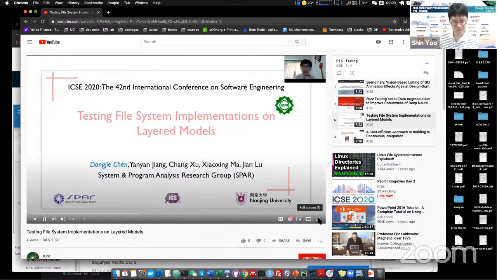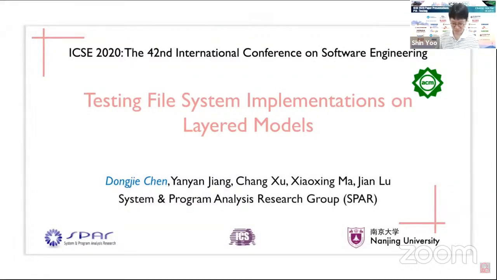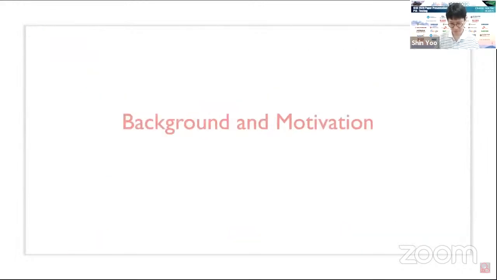This is Dongjae Chen from Nanjing University. In this talk, we will talk about how model benefits input generation in testing systems and how to build a layered model for complex systems.